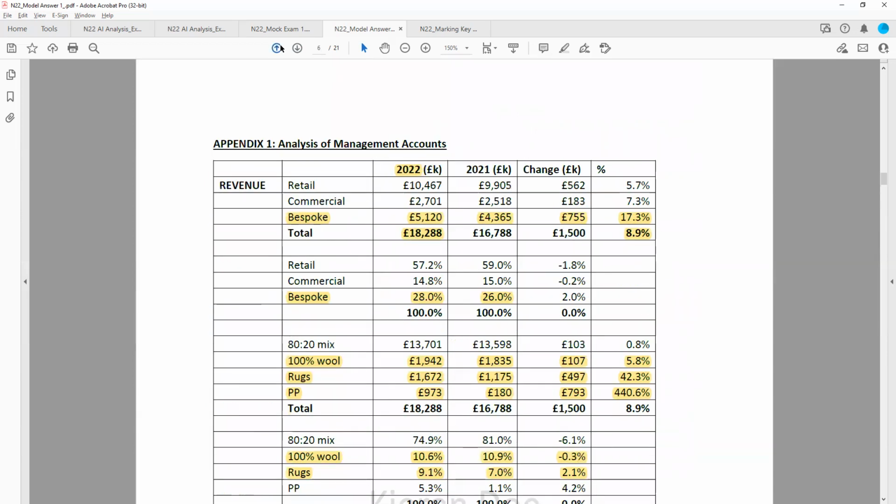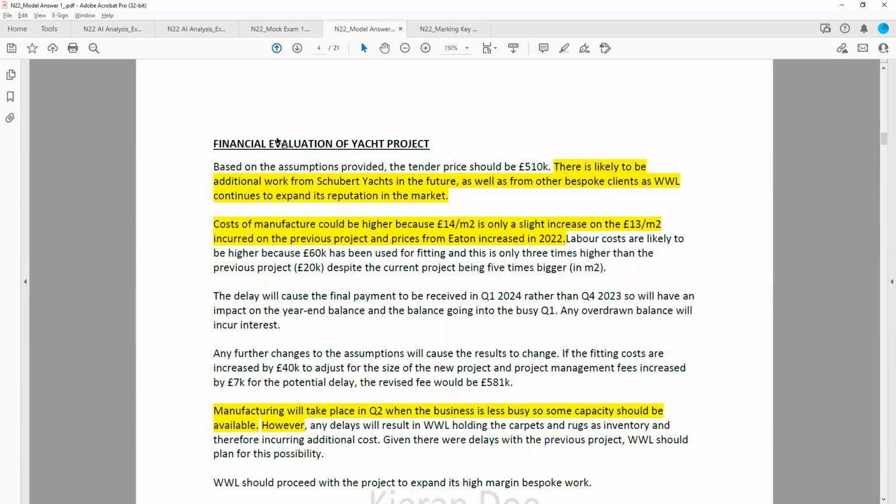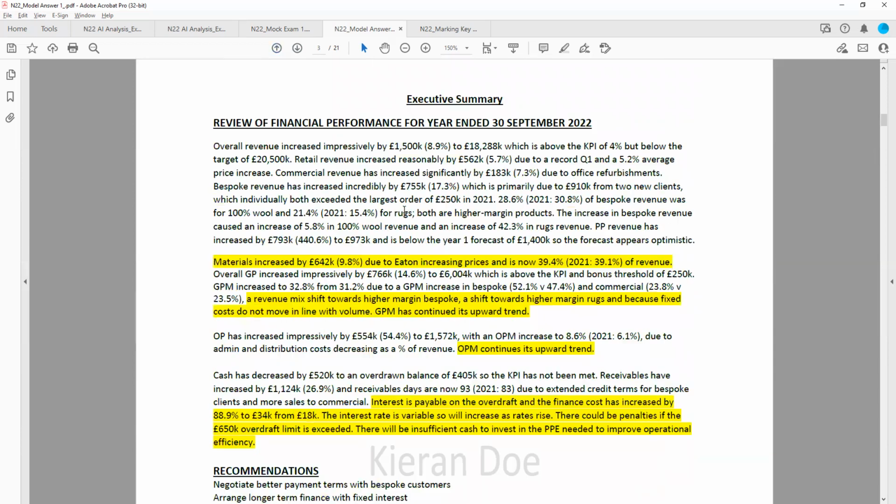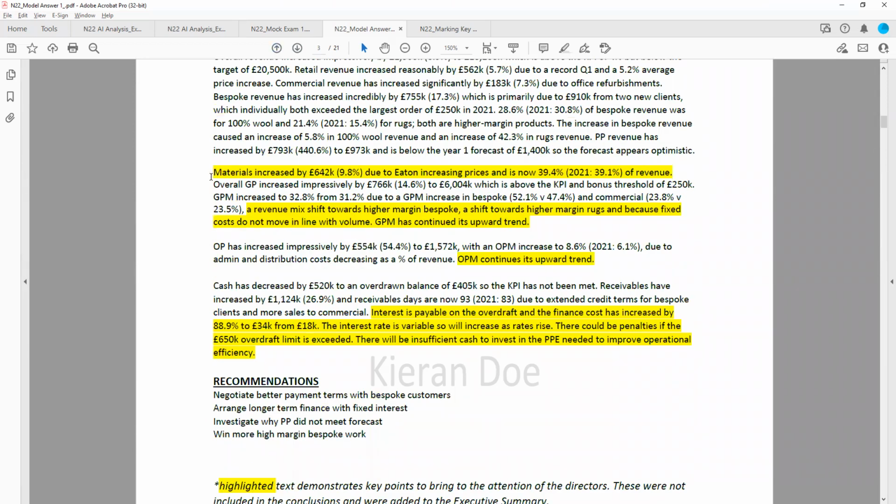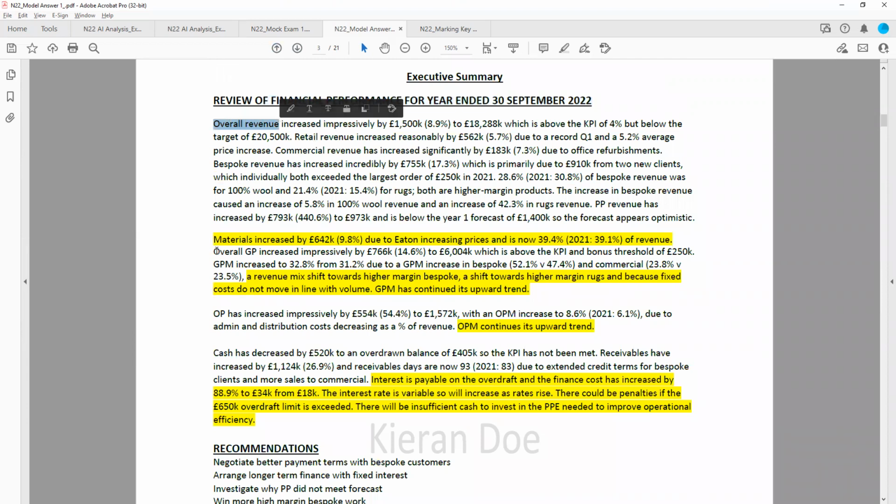So you can see we've copied our conclusions over as a starting point, and then we can add in some additional points. In our conclusions, we had analysis of revenue and gross profit. Now, in the conclusions, I just said gross profit, what it's gone up by, and then a few changes in the margins. But what we can do in the exec summary is add in some additional points and further insight points. So, an interesting point about the gross profit margin was, of course, that the revenue mix towards higher margin bespoke and higher margin rugs was causing that increase in the gross profit margin.